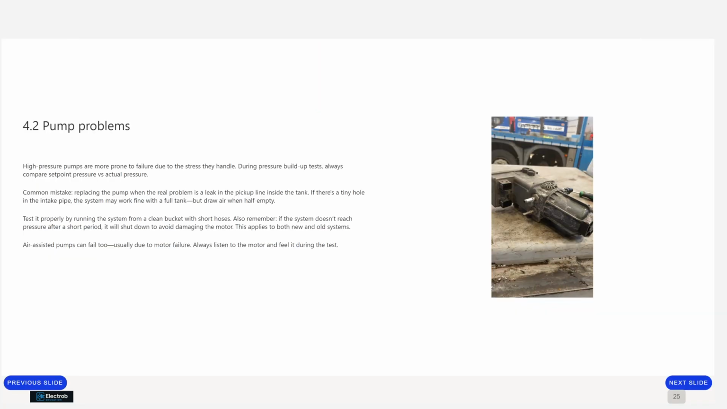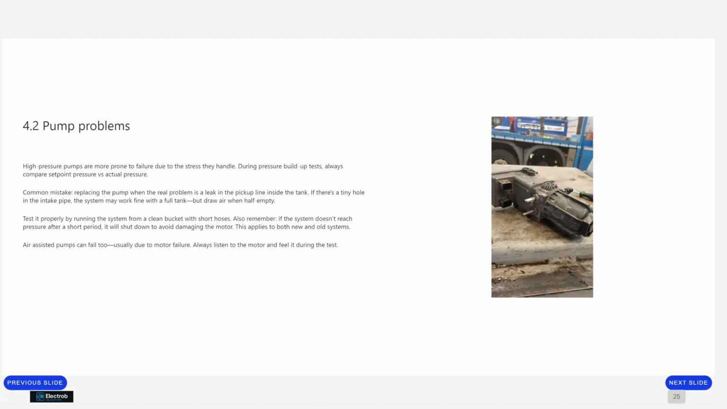High-pressure pumps are more prone to failure due to the stress they handle. During pressure buildup tests, always compare set point pressure versus actual pressure. Common mistake: replacing the pump when the real problem is a leak in the pickup line inside the tank. If there's a tiny hole in the intake pipe, the system may work fine with a full tank, but draw air when half empty. Test it properly by running the system from a clean bucket with short hoses.